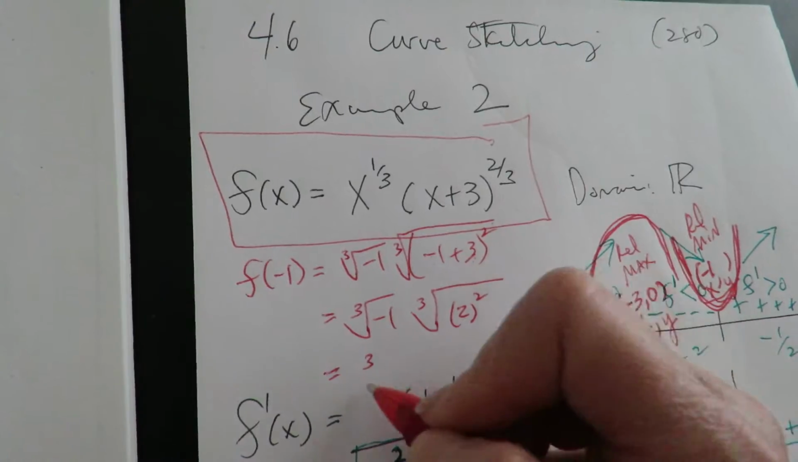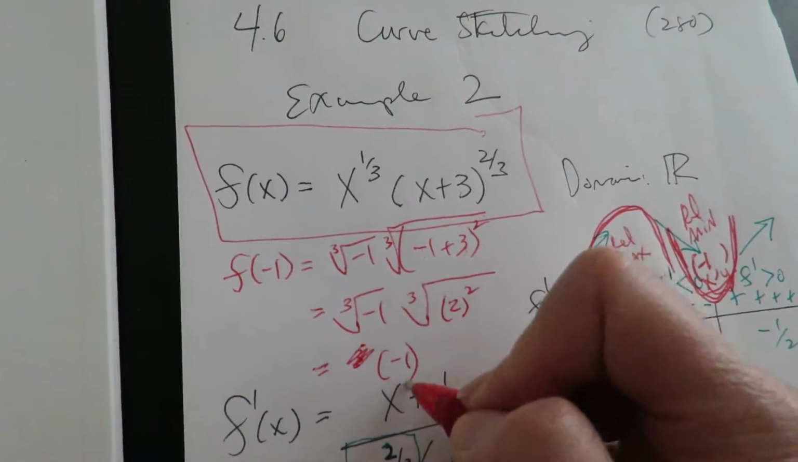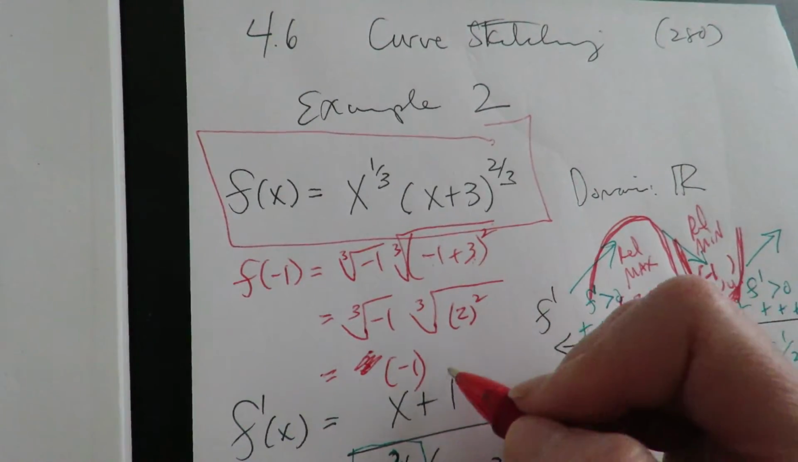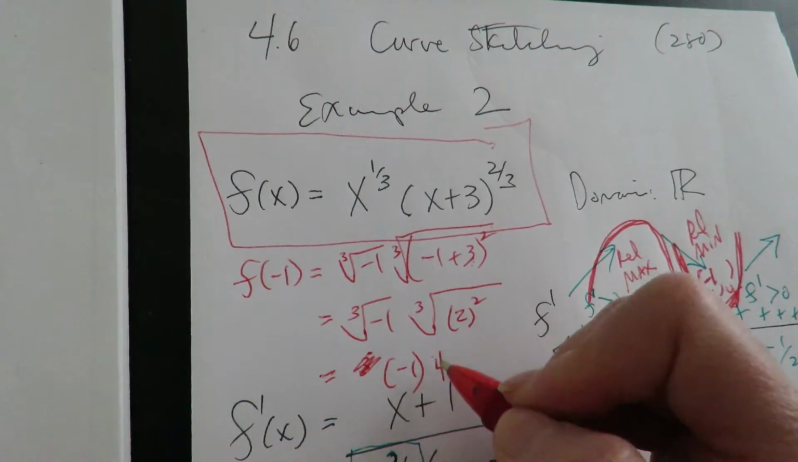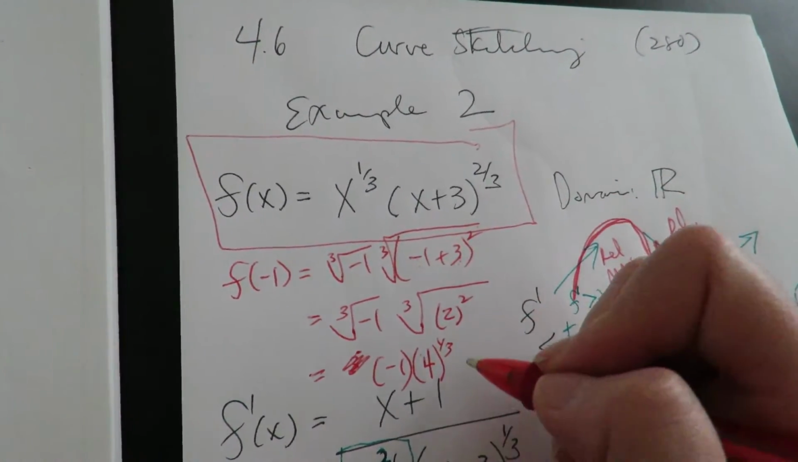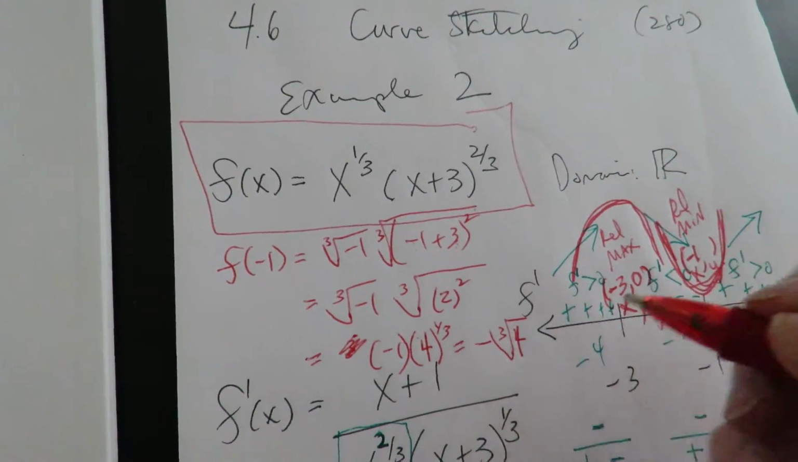We all know that the cube root of -1 is -1. Let me just simplify that already. Then this doesn't simplify, because this is going to end up being 4 to the 1/3. Meaning, let me write that better. It's negative cube root of 4.